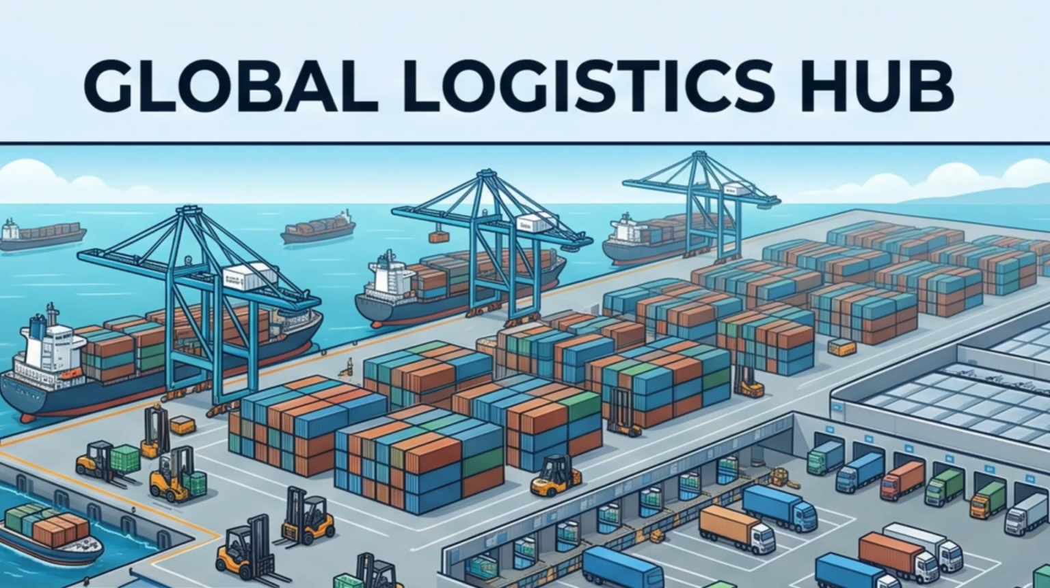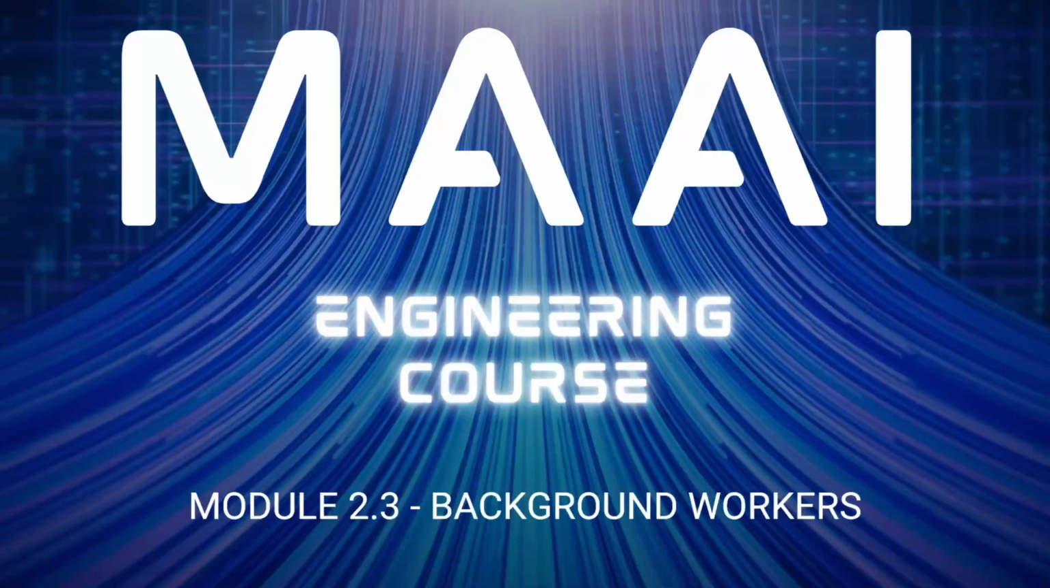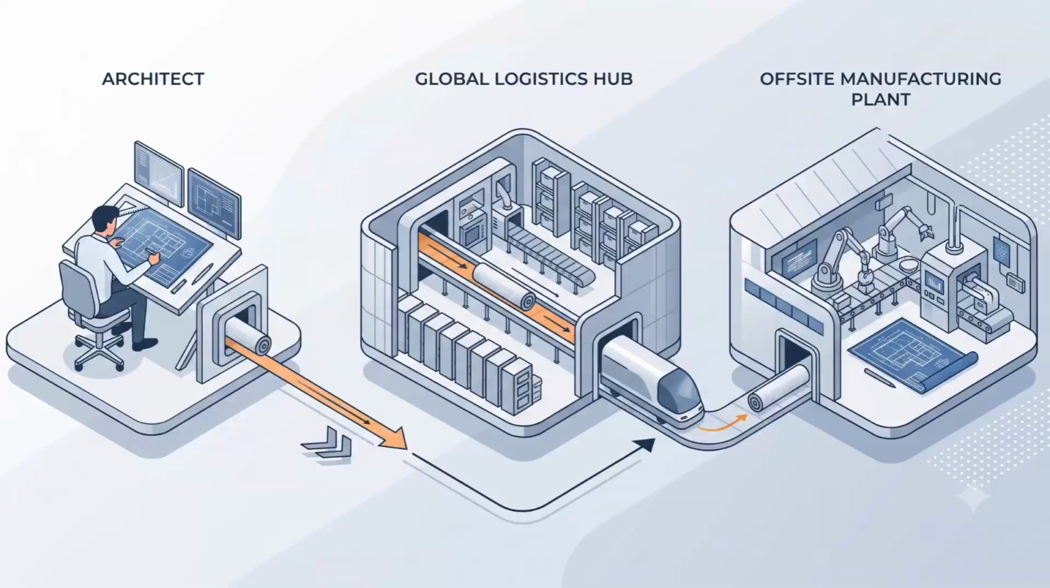It just routes boxes. If a user triggers an advanced AI agent, say, research the market, generate a 20-page PDF and email the board, our architect cannot do that at their desk. The server would freeze. Instead, the architect writes a precise blueprint, hands it to the logistics hub, and the hub delivers it to an offsite manufacturing plant.